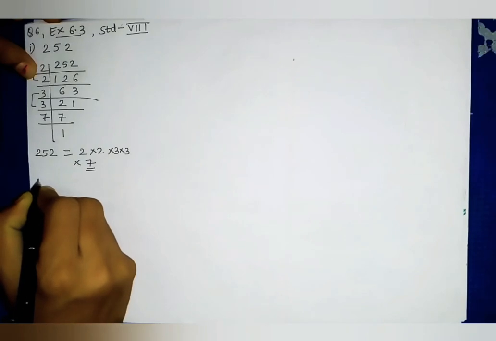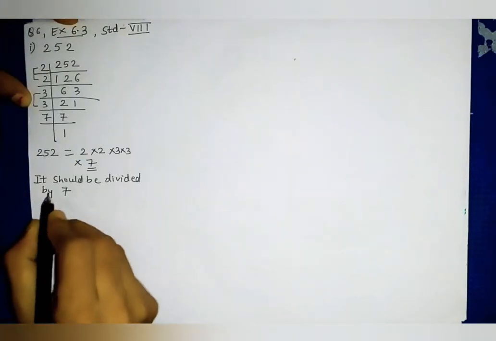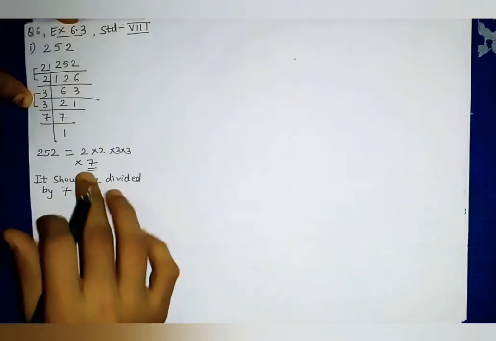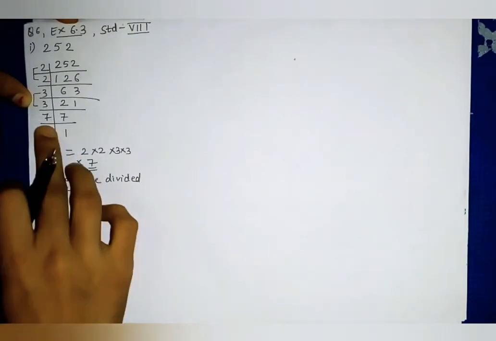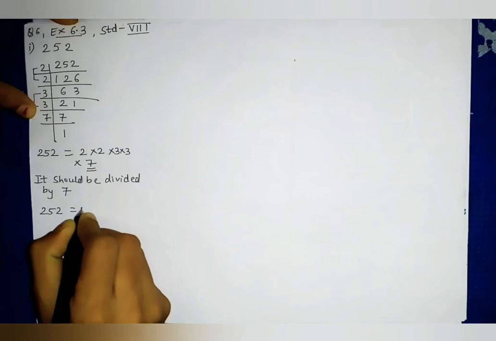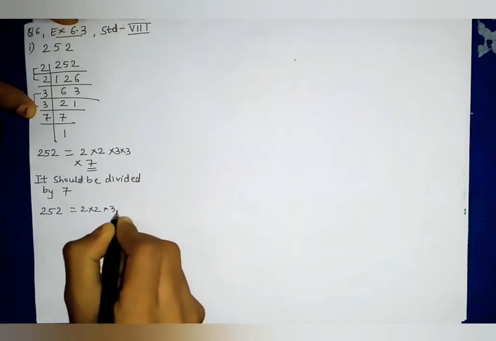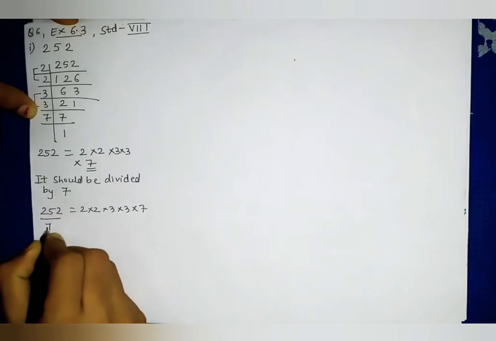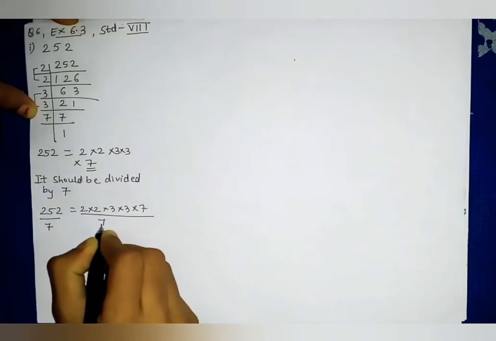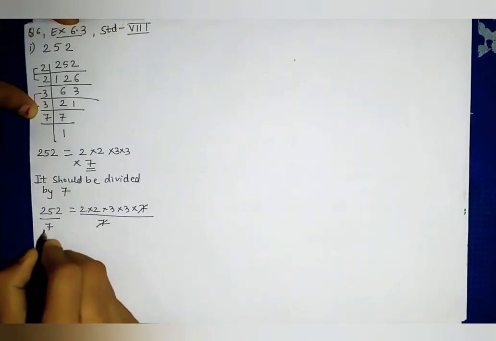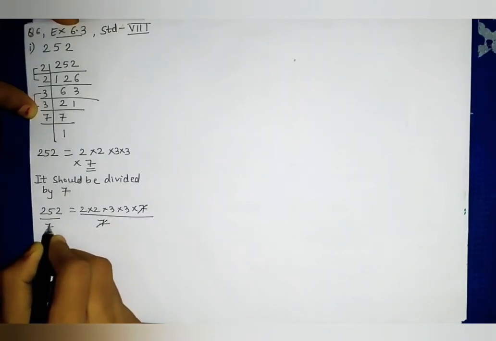So write down, it should be divided by 7. So by 7 we have to divide. Why? Because 7 we want to remove. Okay, so both sides we will divide by 7. So here 252 and this side 2 into 2 into 3 into 3 into 7. These are the factors. Now this also we will divide by 7 and this whole also we will divide by 7. Okay, so here 7 and 7 cancelled, and here also cancellation is possible with 7. So we will cancel it.